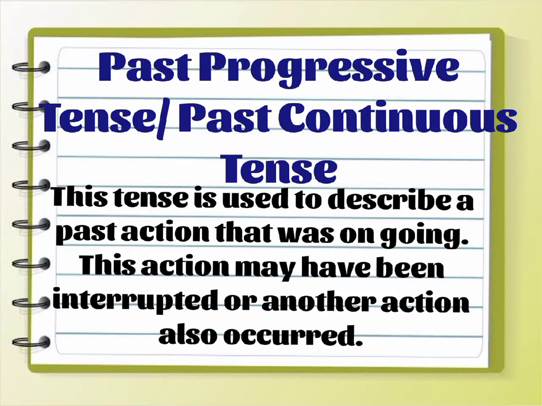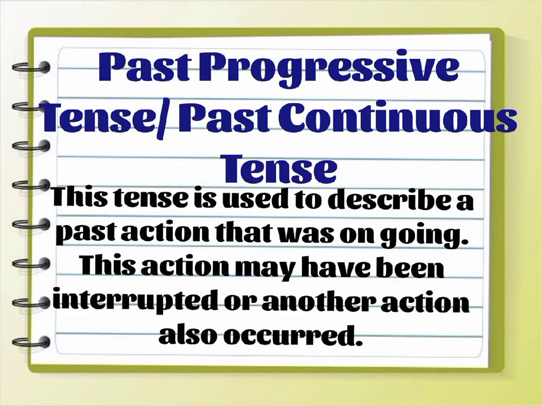Okay, so next, dito naman po tayo dumako kay past progressive tense, also known as past continuous tense. So this tense is used to describe a past action that was ongoing. This action may have been interrupted or another action also occurred. So the statement po that was ongoing, so ito yung action na nasa past na patuloy pa rin ginagawa noon.